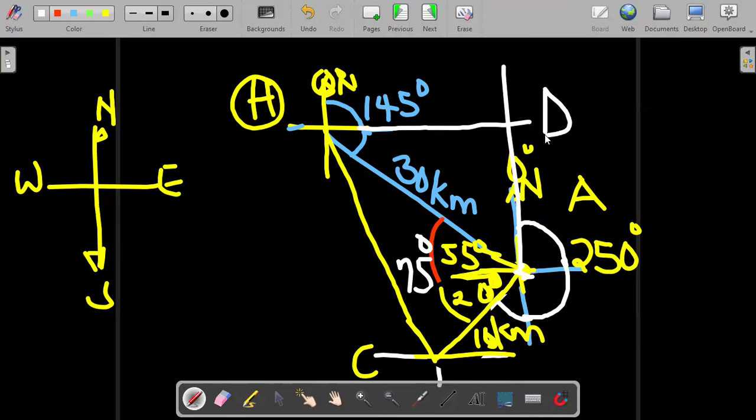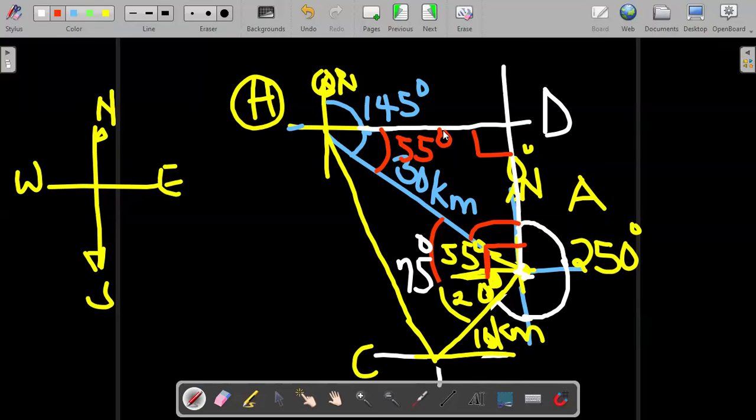So we are looking for the value of H to D. We are looking for H to D. If you look at this shape now, it's a right-angled triangle. Your HDA is the right-angled triangle. Remember we said every quadrant is 90. The whole of this place is 90. So here is 90. What does that make this angle? So here is also 55. Here is 55 degrees, because it's an alternate angle.